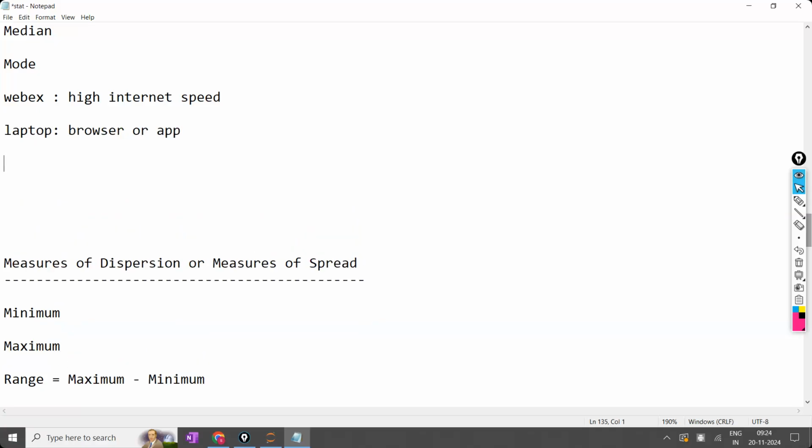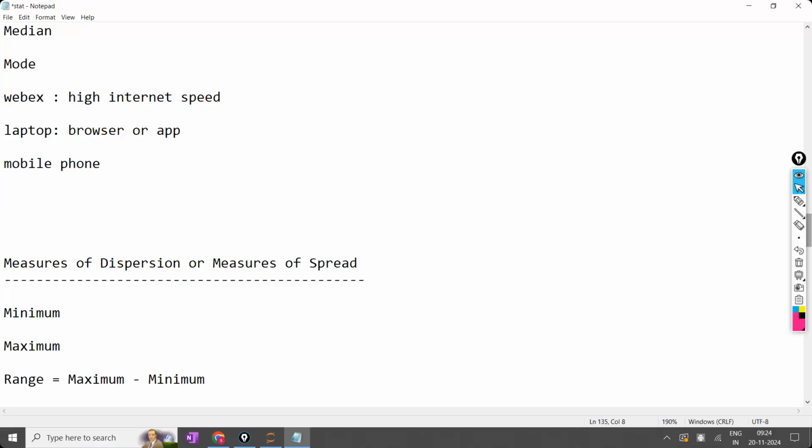Now third one, if this is also not working and internet speed is good, but browser and app are not working properly, just try to open it in your mobile phone. Install the WebEx app in the mobile and open it in the mobile phone.